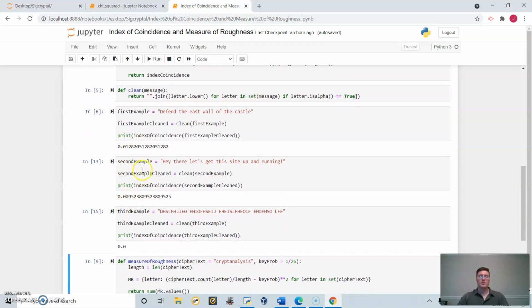Then we're going to start on a second example. Let's get this site up and running. It shows an IC of 0.009.